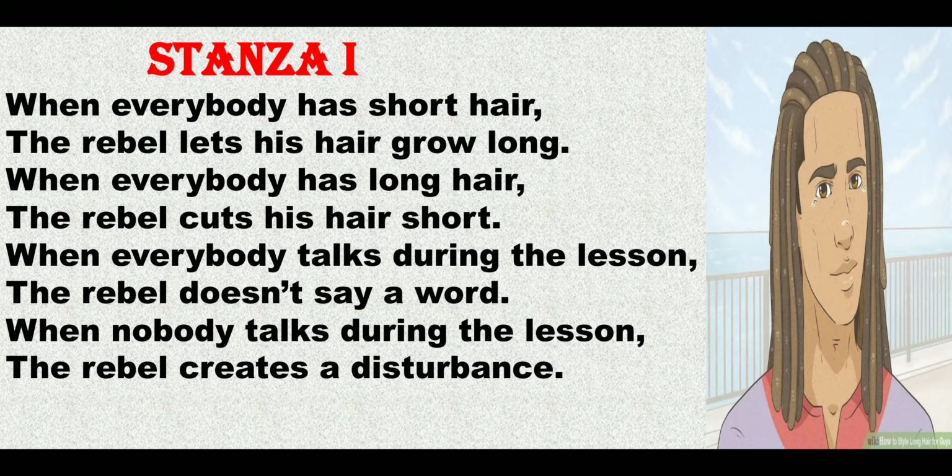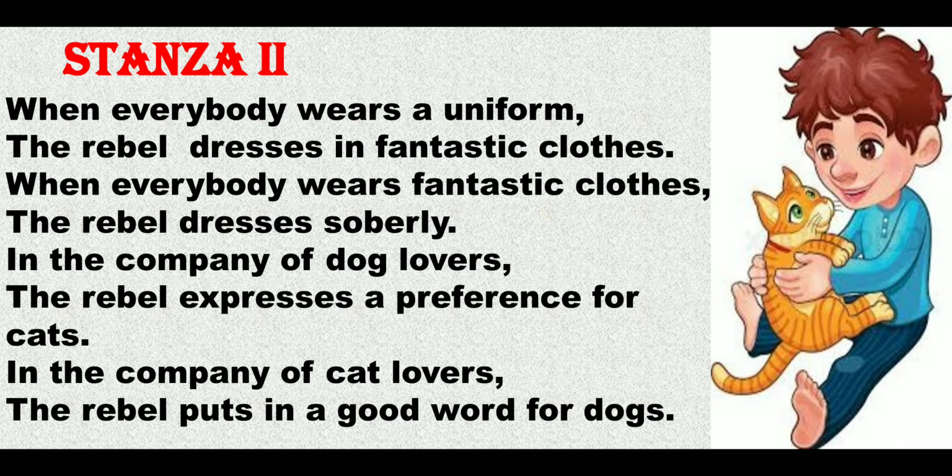Now the poem. When everybody has short hair, the rebel lets his hair grow long. When everybody has long hair, the rebel cuts his hair short. When everybody talks during the lesson, the rebel doesn't say a word. When nobody talks during the lesson, the rebel creates a disturbance. When everybody wears a uniform, the rebel dresses in fantastic clothes. When everybody wears fantastic clothes, the rebel dresses soberly. In the company of dog lovers, the rebel expresses a preference for cats. In the company of cat lovers, the rebel puts in a good word for dogs.